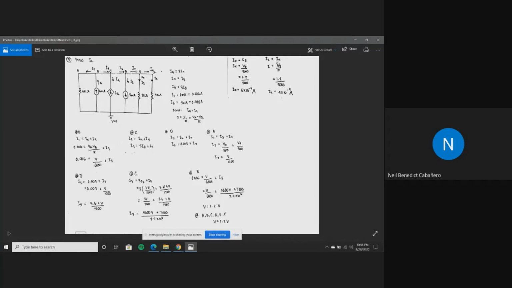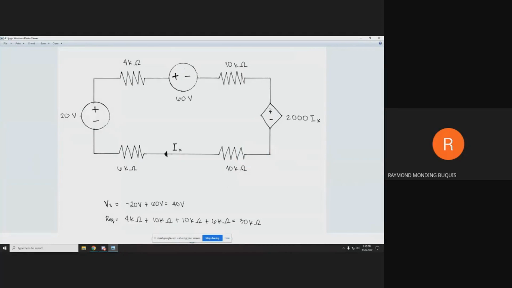On the other hand, IL, or the current load, by Ohm's law is equal to V over the resistance, which is 1.2 volts over 3000 ohms, and that is just equal to 4 times 10 raised to negative 4 amperes. Number 4, we are given this circuit.